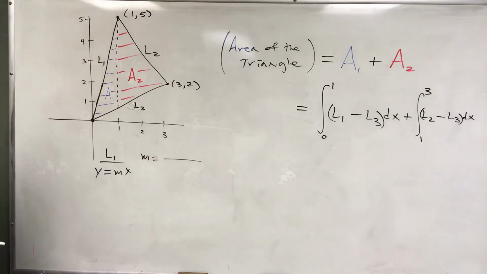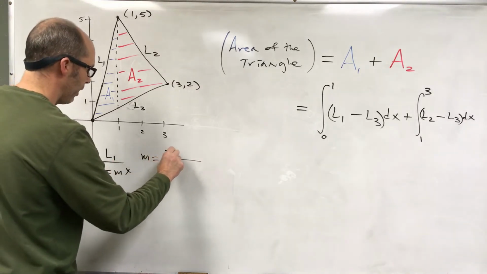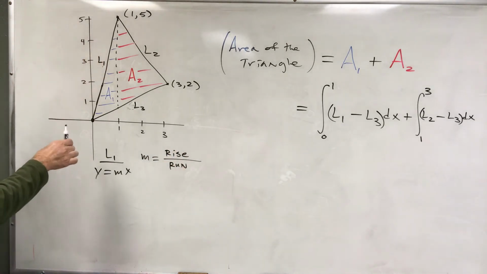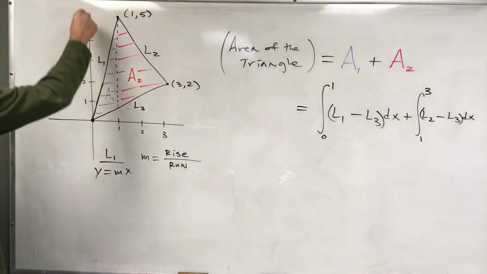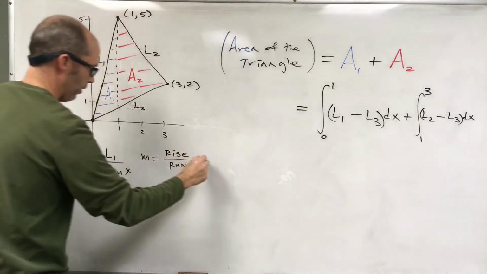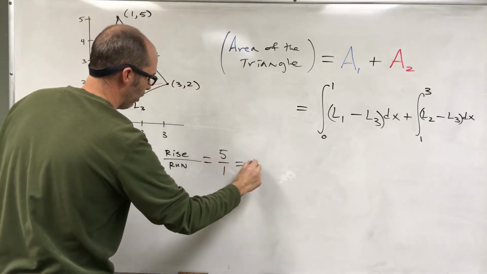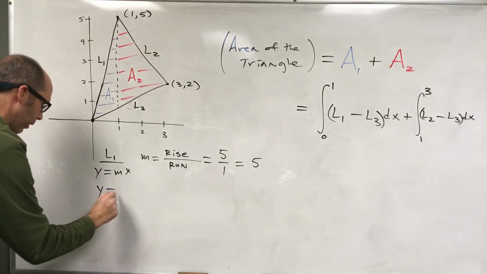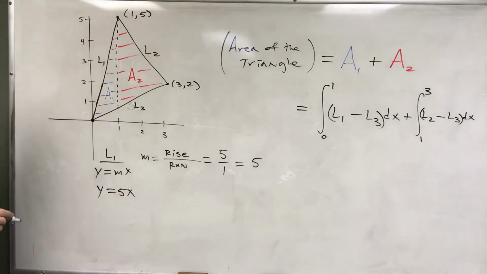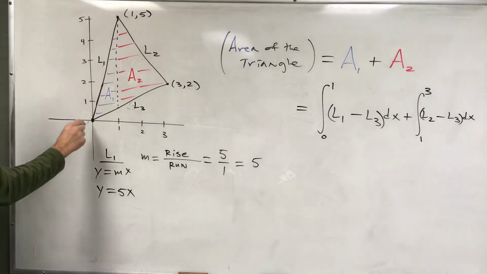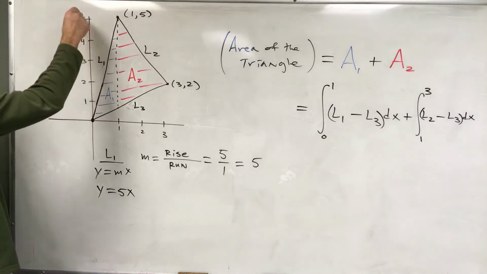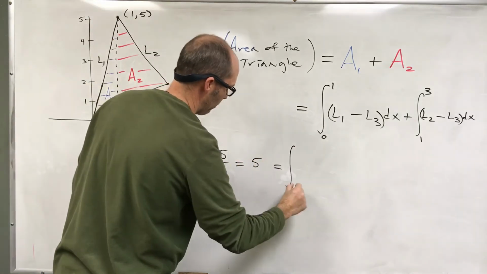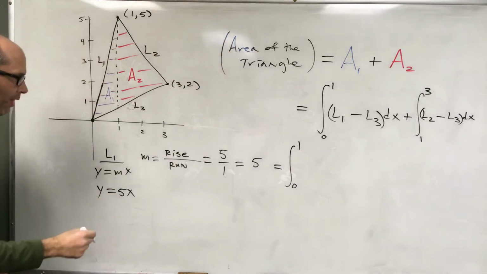Now remember, you can think of m as the rise over the run. So how much do we rise? We rise 5 and we run 1. 5 over 1 or 5. So L1 is y equals 5x. And you can just check: if we started there, we went up 5 and over 1, we would get there. Okay, so L1 is 5x.